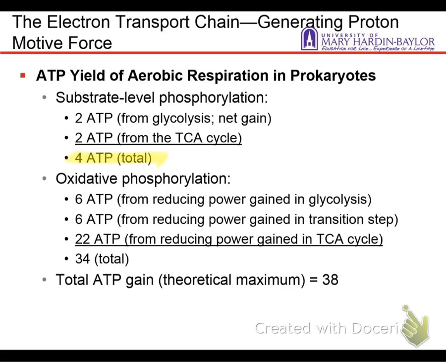Then if we look at oxidative phosphorylation, we can actually get 6 ATP from the reducing power that came out of glycolysis. There's a great test question. What is the reducing power that comes out of glycolysis that can be used for the production of ATP by oxidative phosphorylation? What is that reducing power?